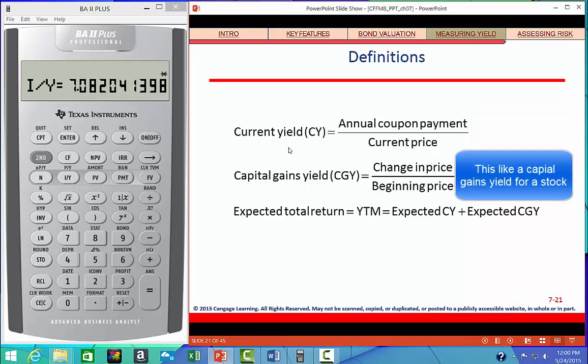And so to calculate the current yield, it's really simple. You just take the annual coupon payment amount. So if it's semi-annual, you need to make this an annual payment, divided by current price, and that will give you the current yield. And capital gains yield is just the change in price for the bond divided by the beginning price. That just means we're getting a percentage change. And just remember that the sum of those two is equal to the yield to maturity.